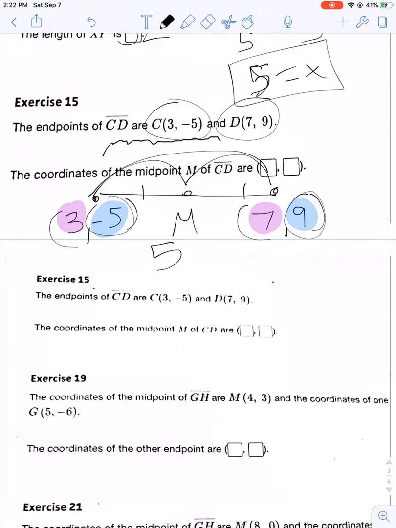So again, since it's the middle, each part is half. Well, half of 14 is 7. So negative 5 plus 7 is 2. So again, midpoint. We're just trying to find the middle between the 2 points that they give us.